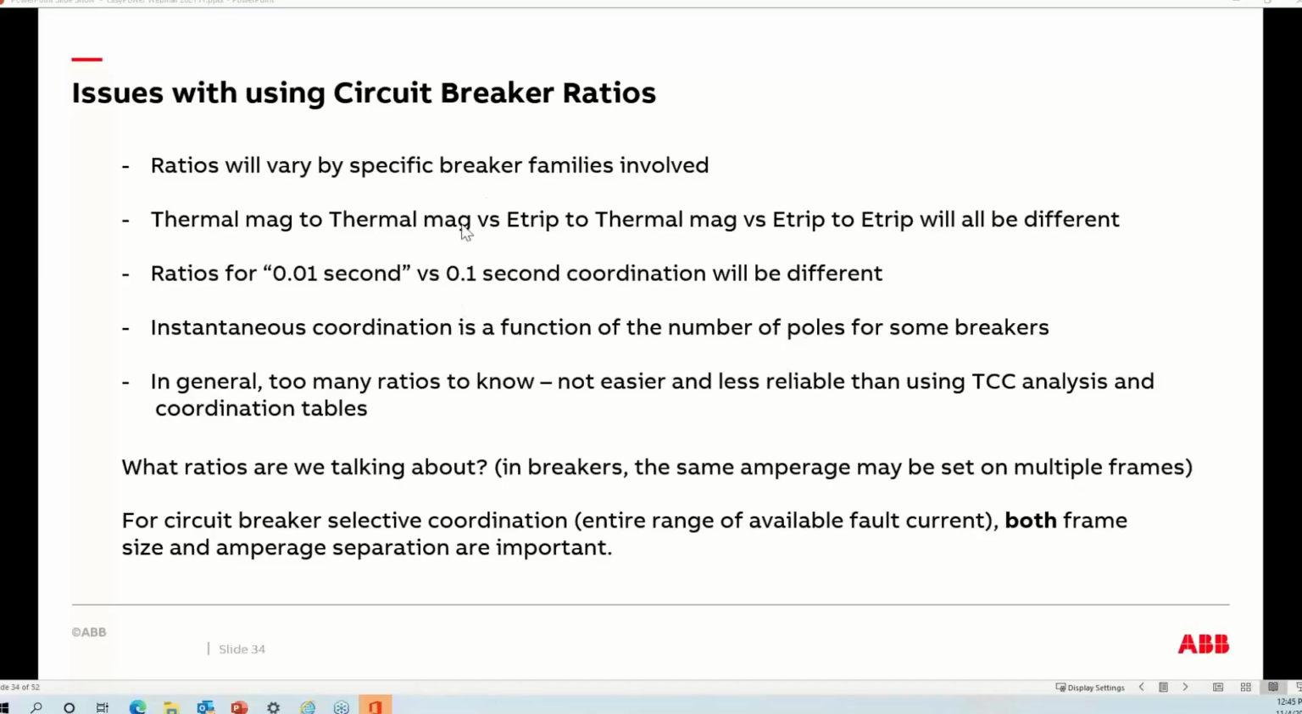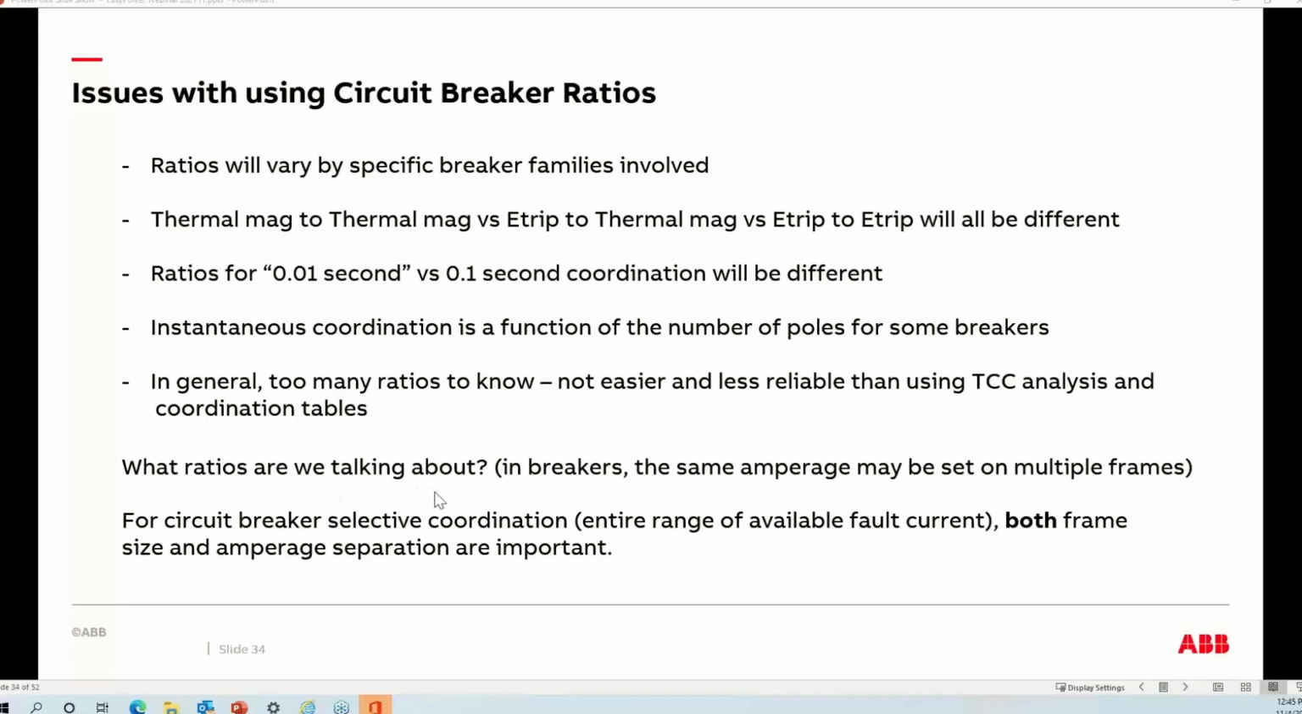Okay, so these are just some of the reasons why there'll be very specific cases of ratios that are unique to very specific circumstances. So again, in my opinion, in general, there'll be too many ratios to know or reference. And overall, using such an approach is not going to be easier, and it's going to be less reliable than using time current curve analysis and coordination tables. And here's another major theme here. What ratios am I even talking about?